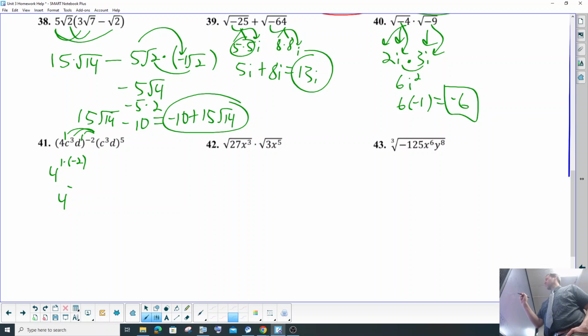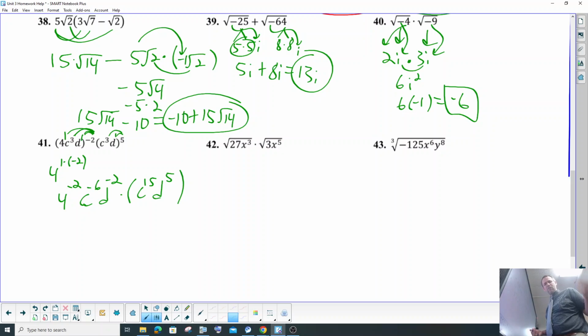That's going to be 4 to the -2, right? Then c to the third power times -2, so -2 times 3 is -6. And then -2 times 1 is just -2, so d to the -2. And then times, we've got 5 times 3, which is c to the 15. And then d to the first power times 5 is just d to the 5.